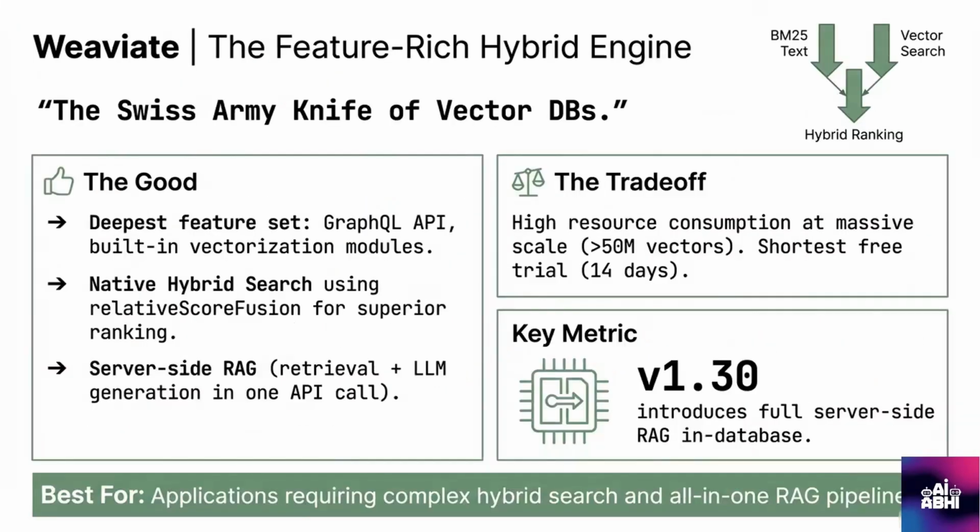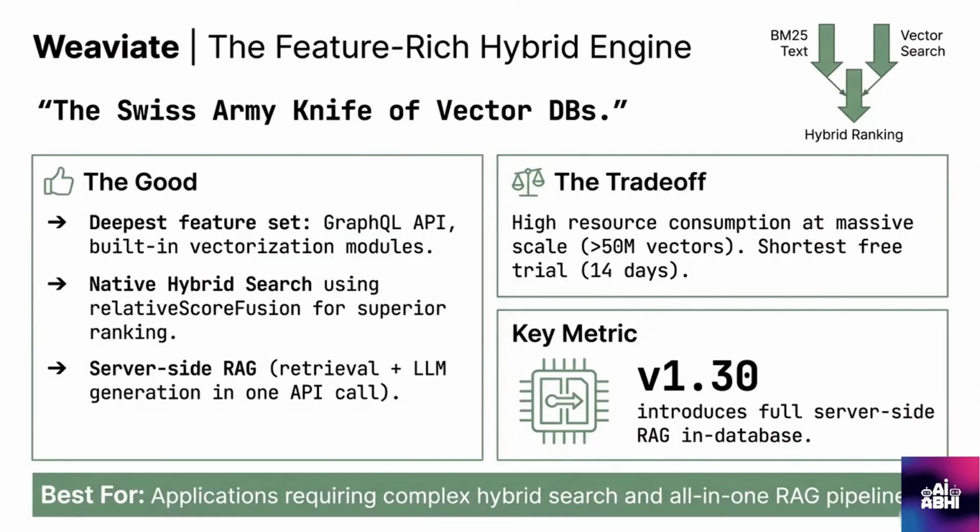That is Weaviate, the feature-rich hybrid engine. Weaviate is open source and has the deepest feature set of any vector database. It was one of the first to market, which means the ecosystem is mature. The distinguishing features are its GraphQL API, native hybrid search, and built-in vectorization modules.